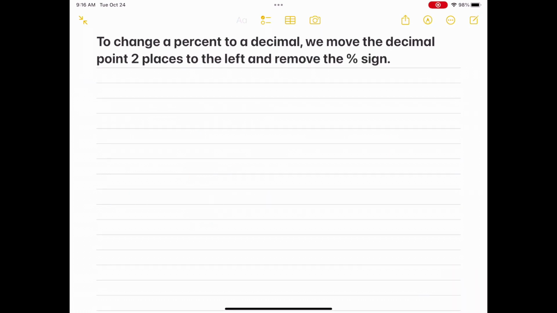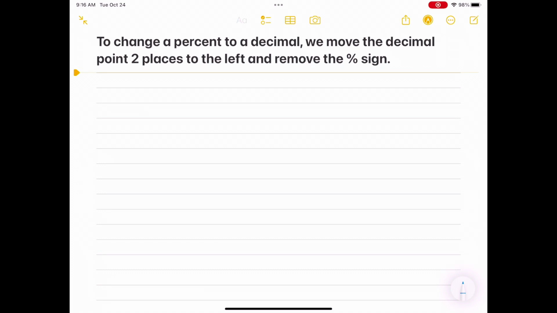To change a percent to a decimal, we move the decimal point 2 places to the left and remove the percent sign. To write 20% as a decimal, we first write the number 20, and then we take the decimal place, which is behind the 0, and move it to the left 2 place values over, to end up with 0.2, or 2 tenths.